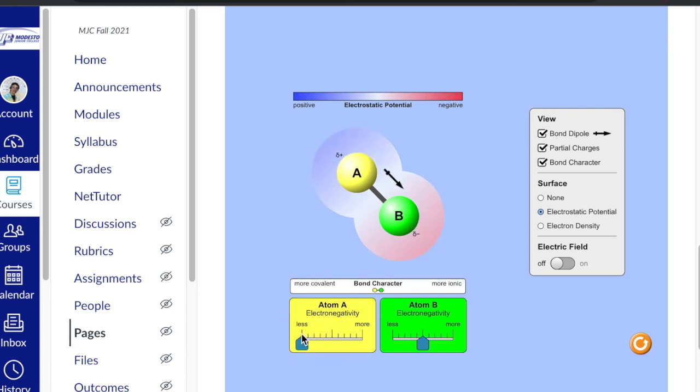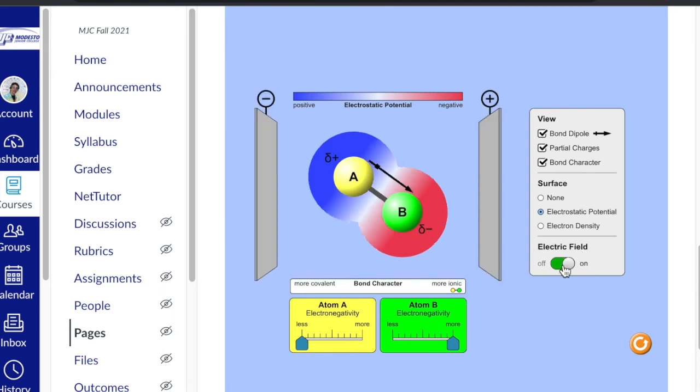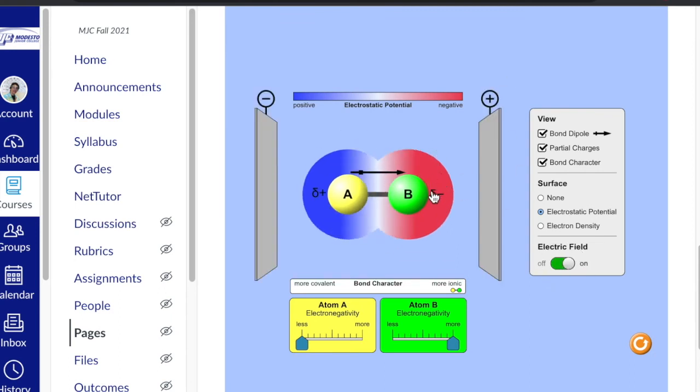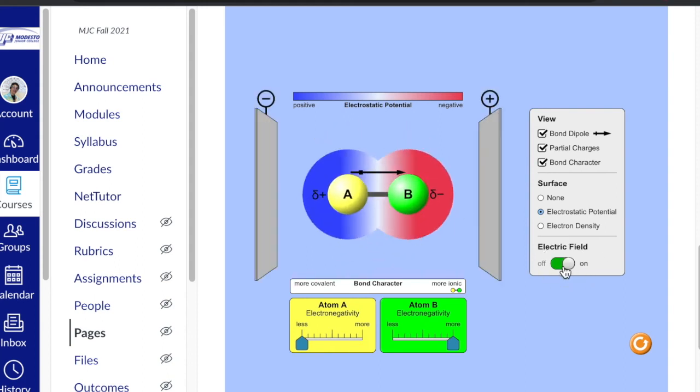Let's go ahead and make a very polar bond. Let's make this one very little electronegativity and make this one a lot of electronegativity. So this is getting closer to an ionic bond. We have a lot of positive and negative charge here, a very long arrow to show that there's more of a dipole. As you increase the electronegativity, it gets longer. And then if you turn on an electric field, it is attracted to the field. If you twist the molecule and turn on the field, it's going to line up so that the negative end of the molecule is next to the positive plate.